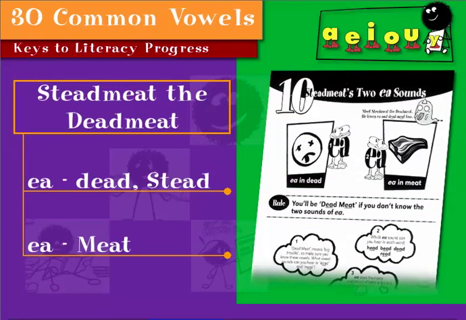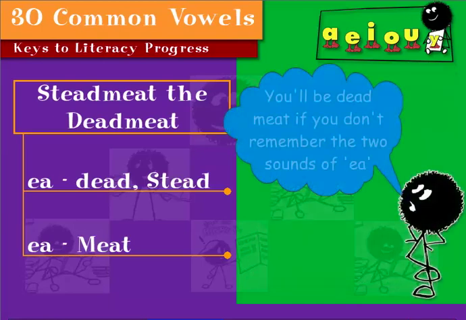Meet the dead meat's favourite vowel, EA. It has two sounds, EA as in dead and stead, and E as in meat. We met the E sound earlier. It's a when two vowels go out walking vowel. Old Stead Meat is a smelly old thing who says you'll be dead meat if you don't remember the two sounds of EA.